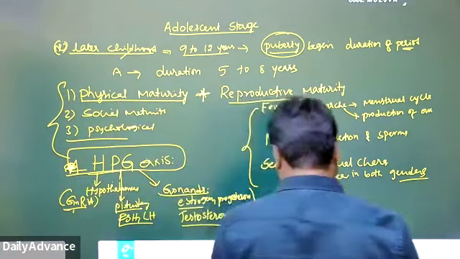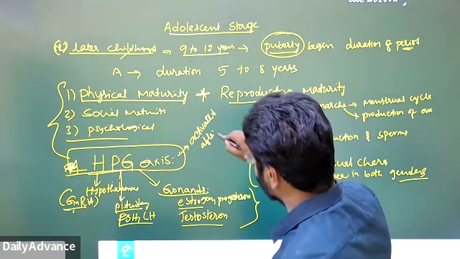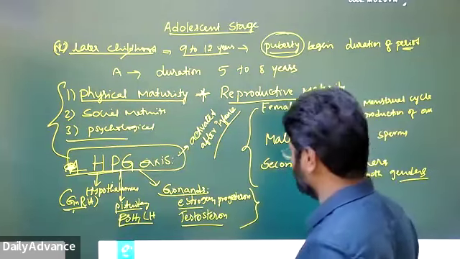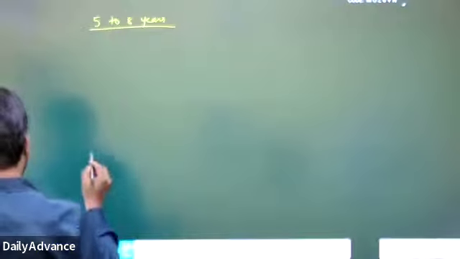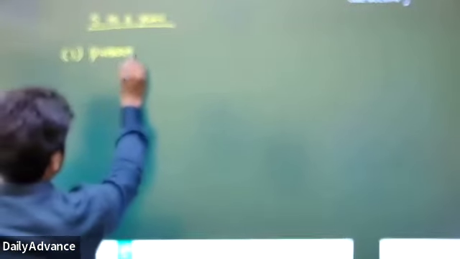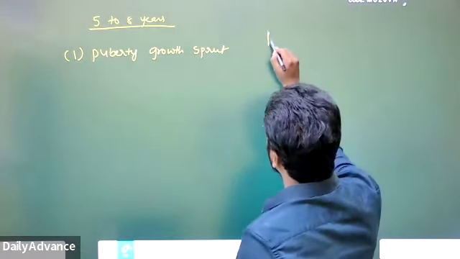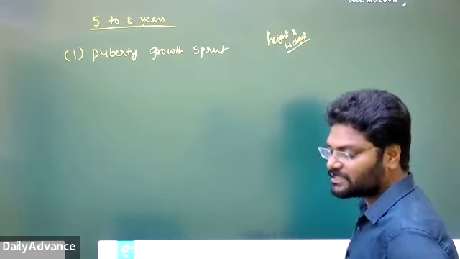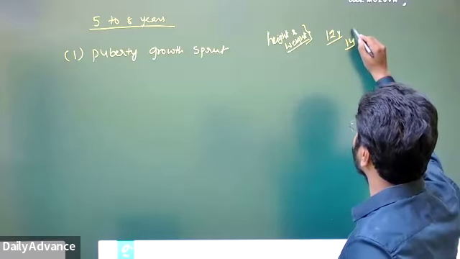So this is the general information. This HPG axis is activated again after infancy. Might be it is activated after infancy, but the sudden surge in hormones happens after the childhood stage. What are the major changes associated? During the 5 to 8 years of the adolescent span, you can see the puberty growth spurt, meaning increasing height and increasing weight. This starts with the onset of puberty, but when they reach the middle of puberty, around 12 years for girls or 14 years for boys, they observe the peak velocity.